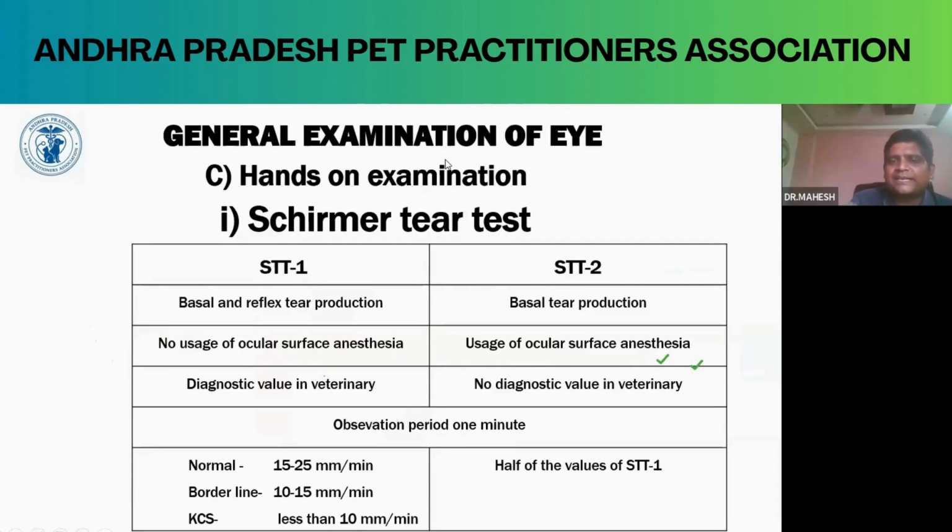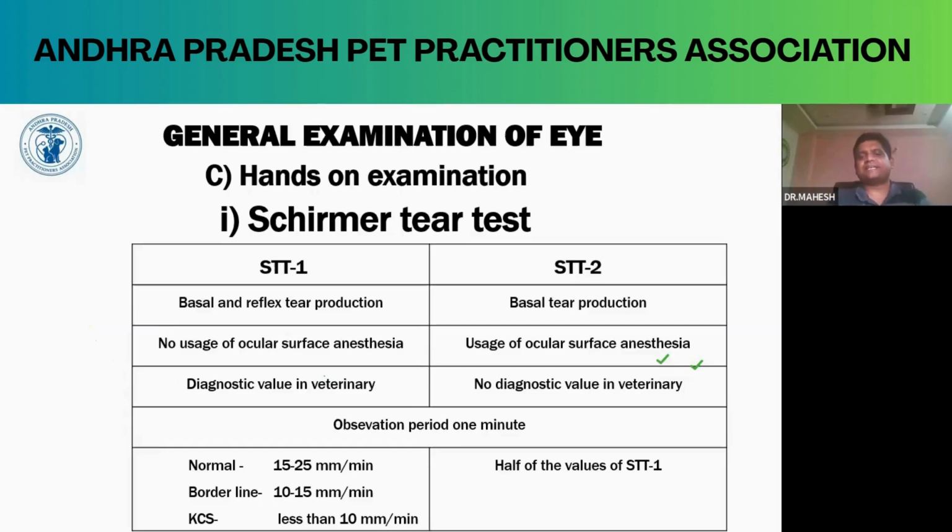So coming to the Schirmer tear test, that is STT1 and STT2. STT1 is generally what we practice in the veterinary field, which has the diagnostic value, whereas STT2 and STT3 are used in the case of humans. Here in the veterinary field, STT1 we commonly call the Schirmer tear test, STT.